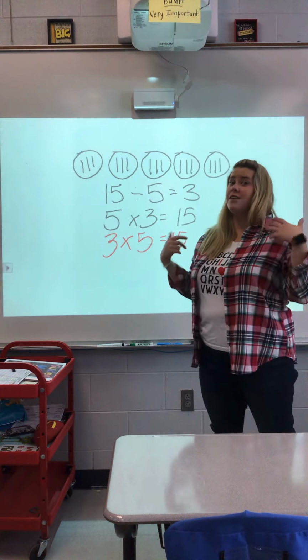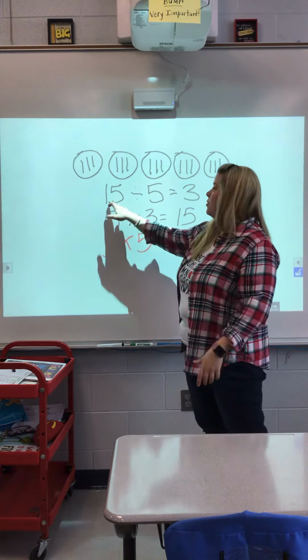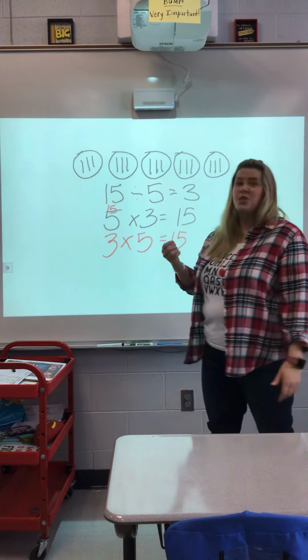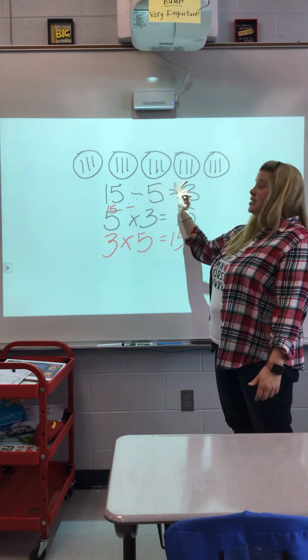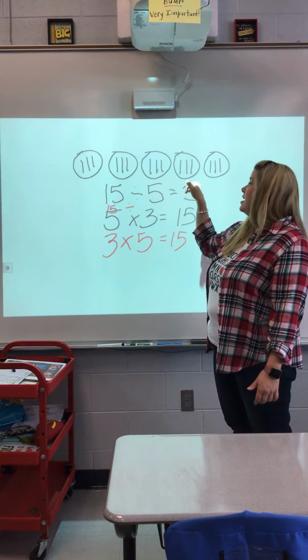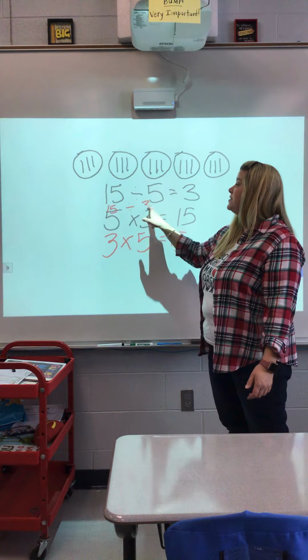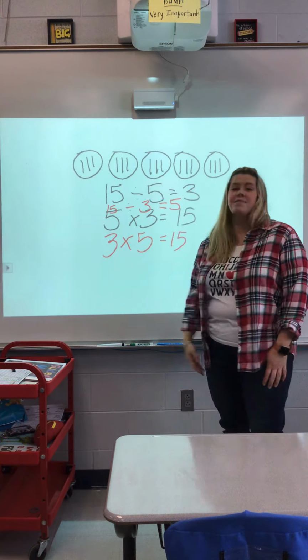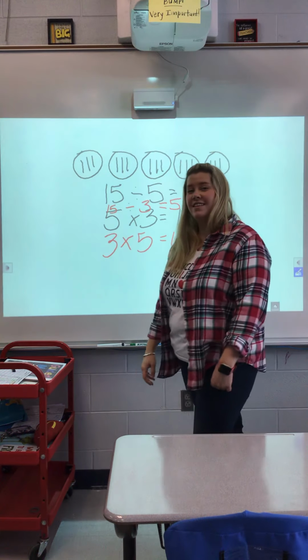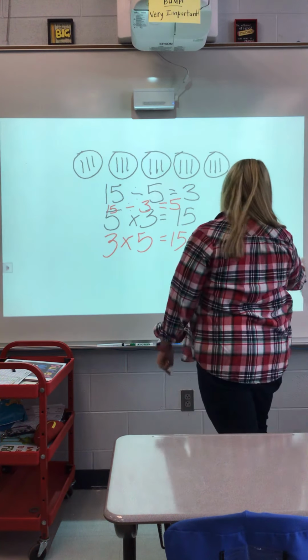What's my other division sentence? Well, no matter what, my divisor always has to be my total. I'm going to try to squeeze it in there. So it's still going to say 15 divided by, I just flip my divisor and my quotient. So it's 15 divided by 3 equals 5. Did you get this? All right, let's try another one.